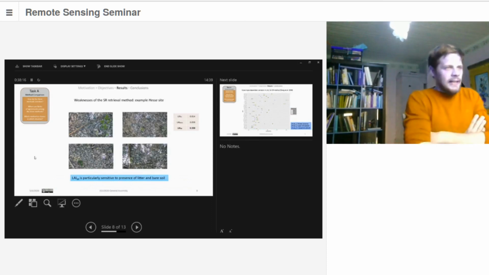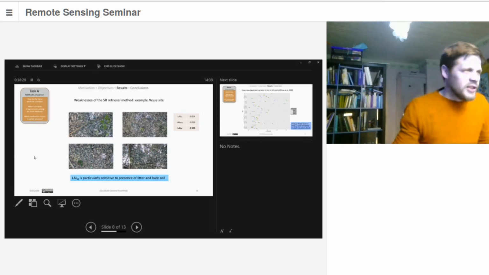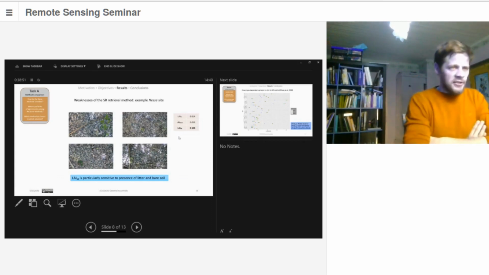So here I included 4 pictures from one of our sites in France, in Hesse, which is a dense beech forest with only very sparse understory vegetation. Of course, we have more pictures, but I only included 4 because they are very representative of the rest. We have presence of litter and only very sparse blackberry vegetation. And here on the right, I showed how the 3 methods have determined leaf area index.